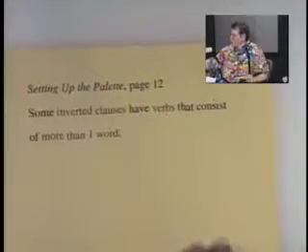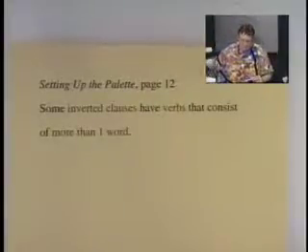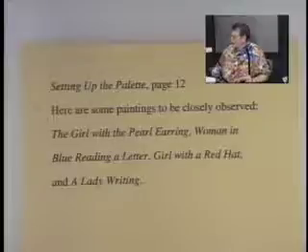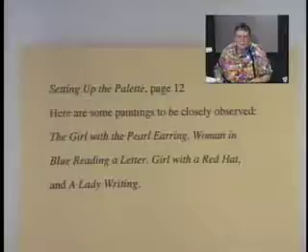Now sometimes, if we move to page 12, you have an inverted clause where the verb itself consists of more than one word. So here's an example. Here are some paintings to be closely observed, and the painting titles are italicized. The Girl with the Pearl Earring, Woman in Blue Reading a Letter, Girl with a Red Hat, and a Lady Writing, and these are all paintings by Vermeer.